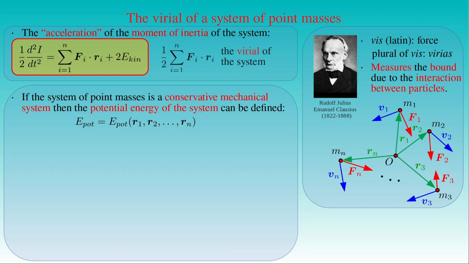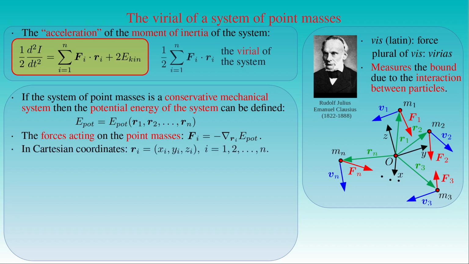Each conservative force Fi acting on a point mass mi is given by the negative gradient of the potential energy of the system, where the gradients are always calculated with respect to the components of the position vector Ri of the point mass. For example, if we attach the origin of a Cartesian coordinate system to the reference point O, then the Cartesian coordinates of the position vector Ri can be written as xi, yi and zi. Similarly, the Cartesian components of the force Fi, denoted by f sub ix, f sub iy, and f sub iz, are equal to the negative partial derivative of the potential energy with respect to the corresponding coordinate of the position vector Ri.